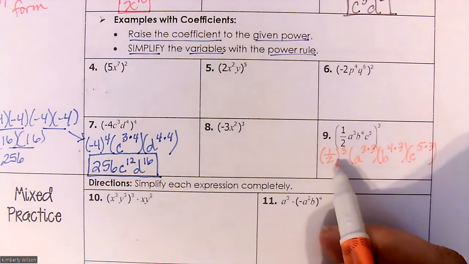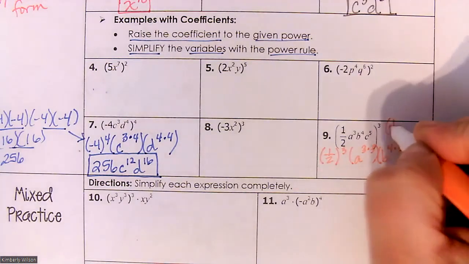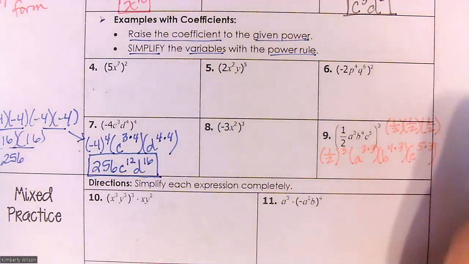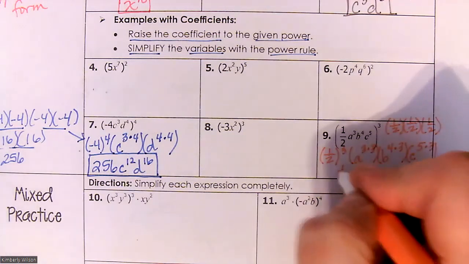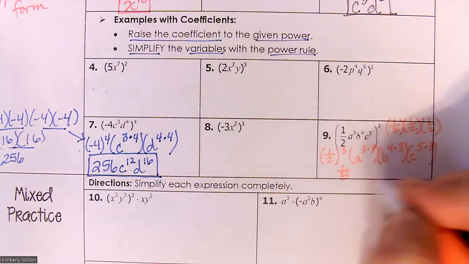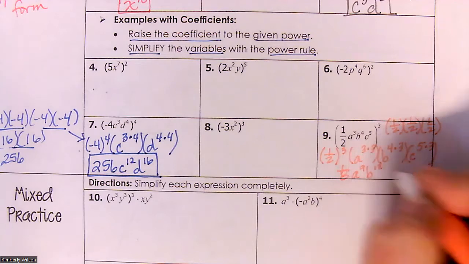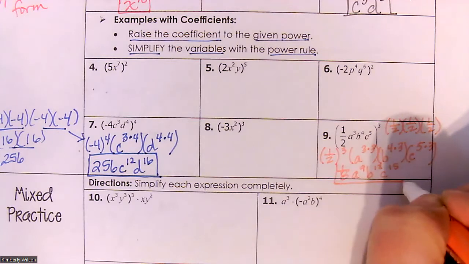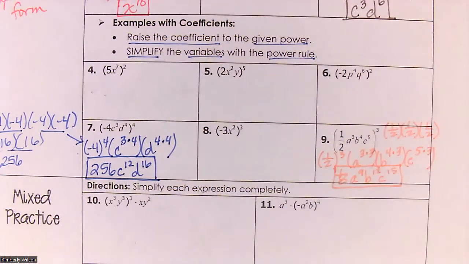Well, first thing I have to pay attention to is this 1/2 to the 3rd. Remember, that means it's 1/2 times 1/2 times 1/2, which 2 times 2 is 4, 4 times 2 is 8. So this is going to be 1/8 a to the 9th, b to the 12th, c to the 15th as my final answer. Again, pause and re-listen if you have questions.